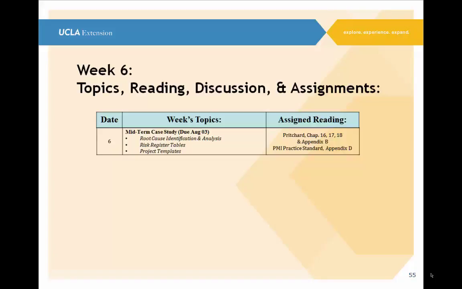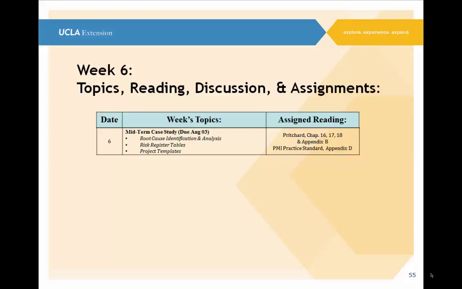We're going to take a look at the instructor's presentation for week 7. In the interest of continuity and keeping connected between our weeks, I want to go back to week 6 for a minute and just recap. In week 6, we covered 3 more techniques of working with risks: the root cause identification analysis, risk register tables, and project templates. I hope you got some insight in there, and if there's any questions or nagging thoughts, please get in touch with me so I can clear it up for you.